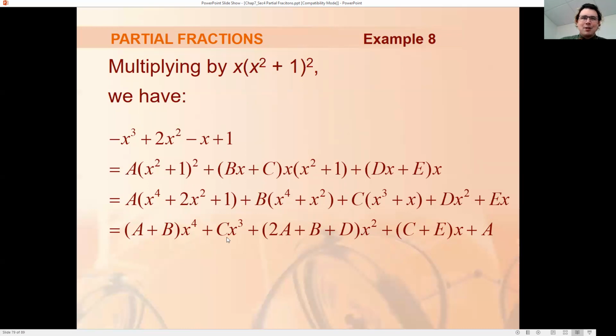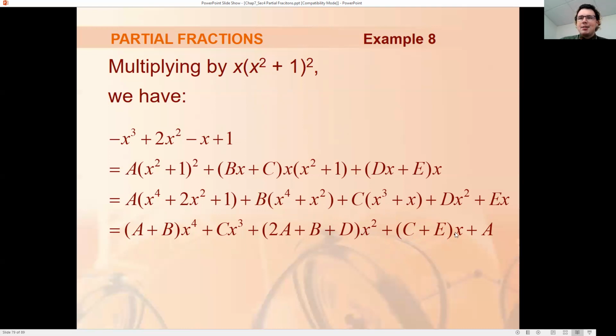Where are my x cubeds? Well, they're certainly not here or here. I've got a single x cubed multiplied by a 3. Where are my x squareds? Well, I've got 2 times a of them here. I've got 1 times b of them here, and I've got 1 times d of them here. So that's my coefficient of x squared.